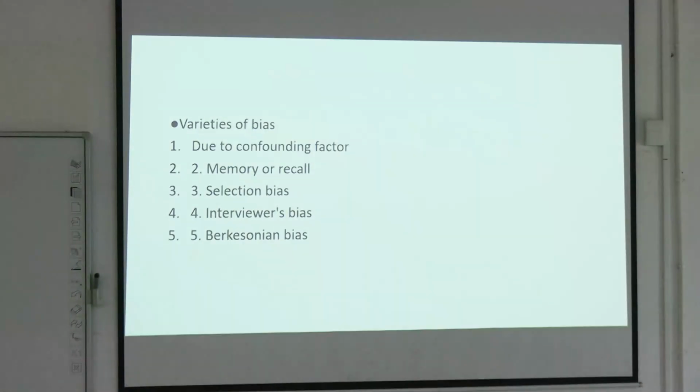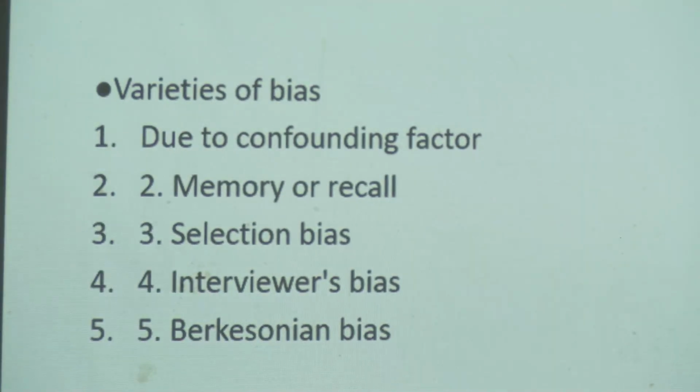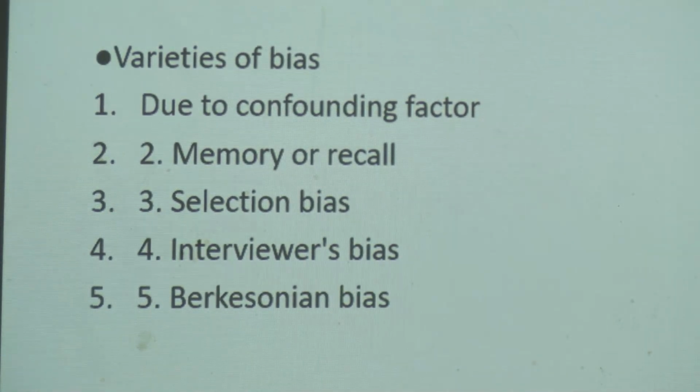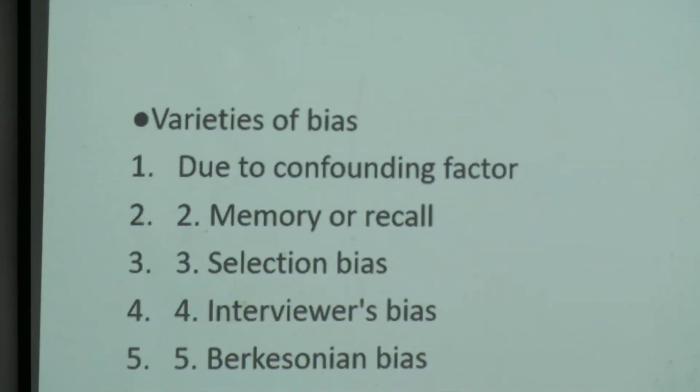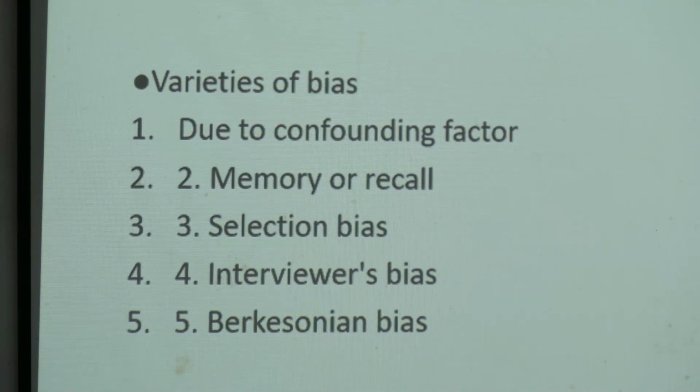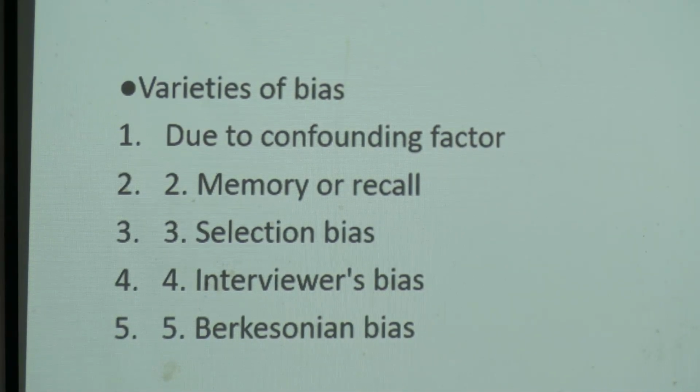আমাদের দেশে কিছু হয়? আমরা তো সব বিদেশি বই পড়তাম, অরিজিনাল, গাইটন, লাভবেলি, বয়েড, লরেন্স। কেন পড়তাম? 50-52 বছর আগে কোনো বই ছিল না। এই যে 5টা ভ্যারাইটি, ডিউ টু কনফাউন্ডিং ফ্যাক্টর, মেমোরি রিকল, সিলেকশন বায়াস, ইন্টারভিউ বায়াস আর বার্কসোনিয়ান বায়াস। এই 5টা তোমাদের যখন 3rd ইয়ারে ক্লাস হবে তখন আরো ডিটেলস পড়ানো হবে। এই বায়াস একটা শর্ট নোট, সুতরাং keep it in your mind.